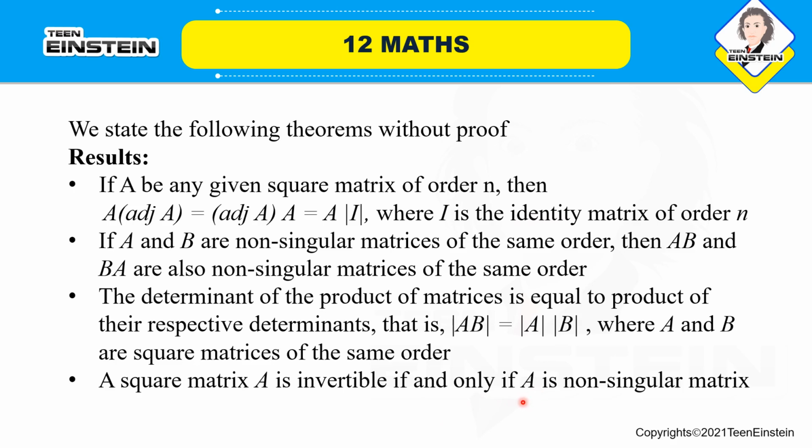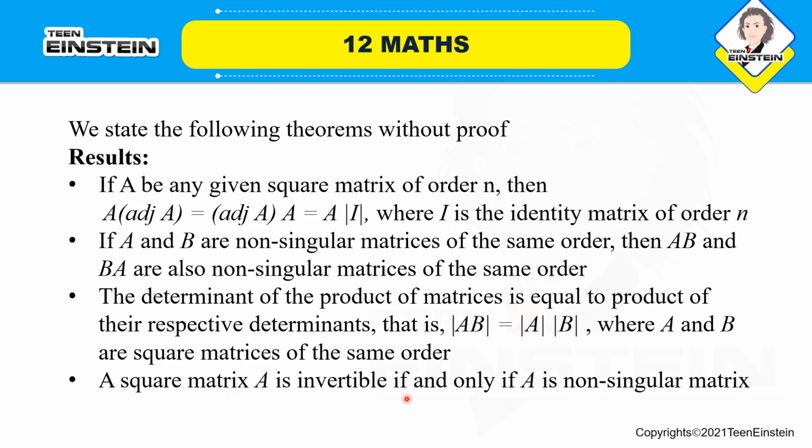Okay, what is the converse part here? If A is a non-singular matrix, then A has an inverse. A inverse will exist. Okay. So that is the statement given here.